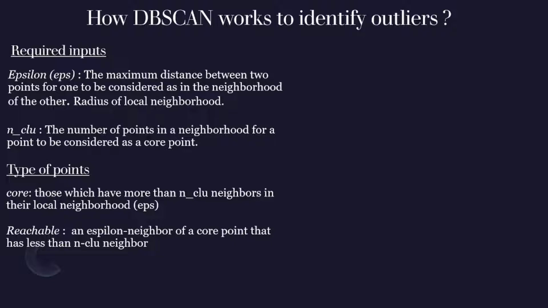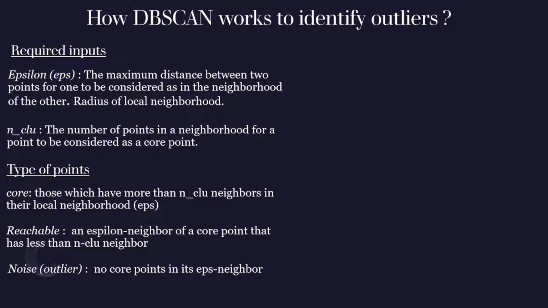The second one is what is called a reachable point. This point has fewer neighbors than the defined n clue. But because that point was part of the points that are neighbors of a previous core point, it is called reachable, and it will be part of the cluster. We'll see that graphically in a few seconds. And the last one is noise, or we call it outlier. This point has no core point in its epsilon neighborhood, and it is also not reachable.